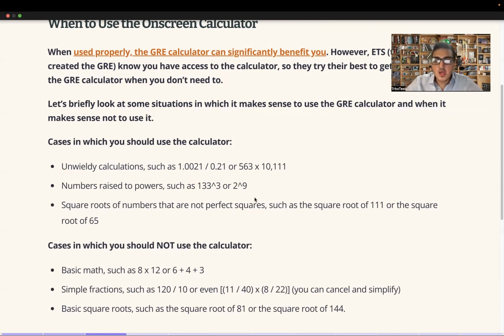You should not use a calculator for basic math, such as 8 times 12 or 6 plus 4 plus 3. Even simple fractions that you can do in your head, it's best to do them in your head as that'll be quicker than actually using the on-screen calculator. You should also be familiar with most of the common square roots, such as the square root of 81 and the square root of 144. Knowing these will save you time on the exam and will make sure you don't need to waste time using the calculator.